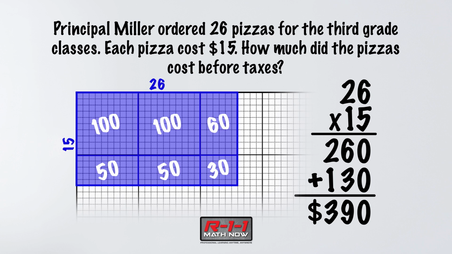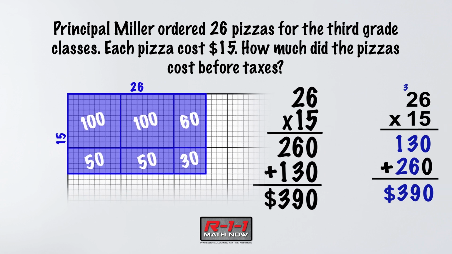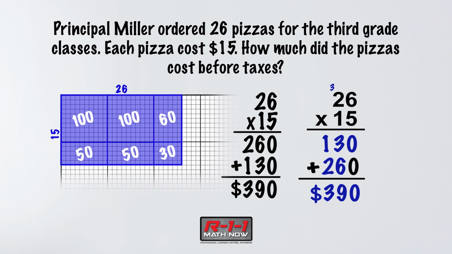Now I'm going to show you the traditional algorithm right beside the one that we just did. You can see that the numbers are the same, they're just switched in their places. So when I multiply 26 by 5, I get 130. And we can see this in our model right here, 130. When I multiply 26 times 10, I get 260, and that's in our model right here, the 260. And both solutions give us 390.